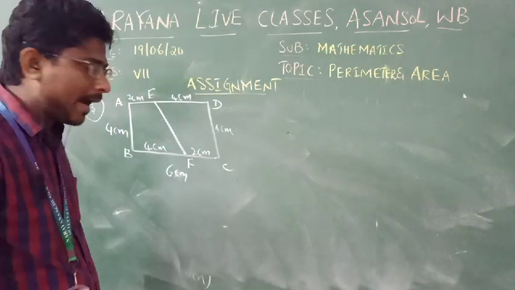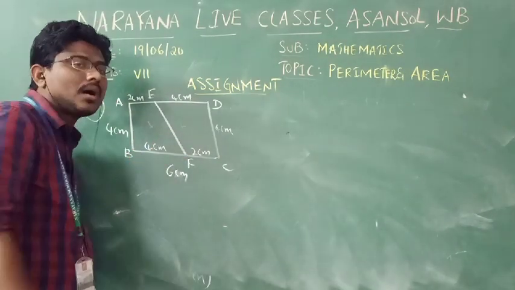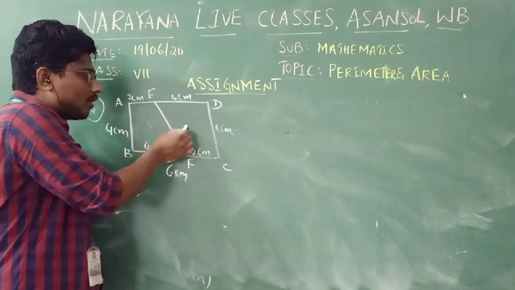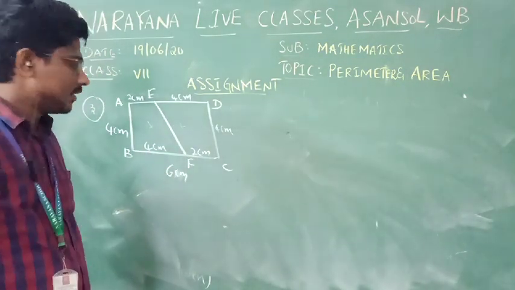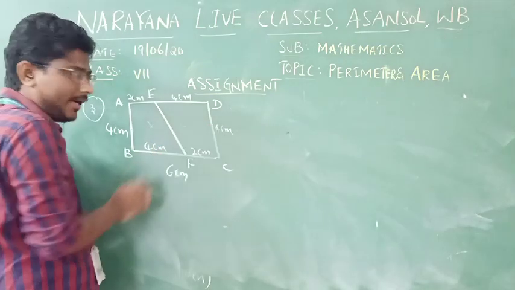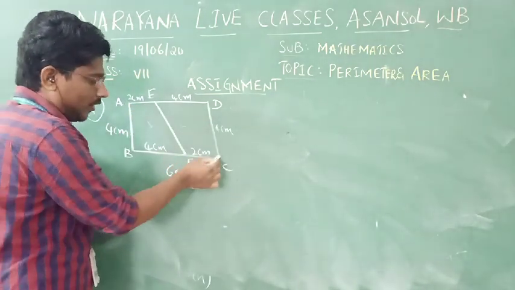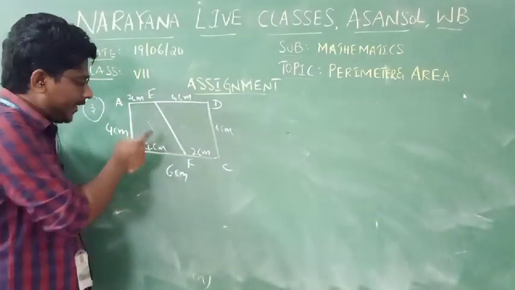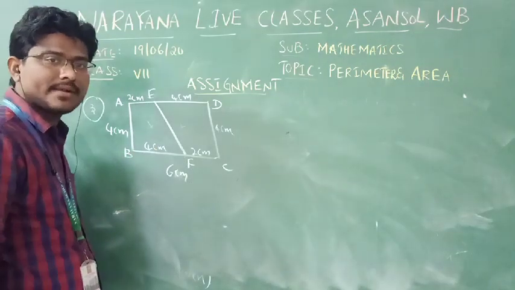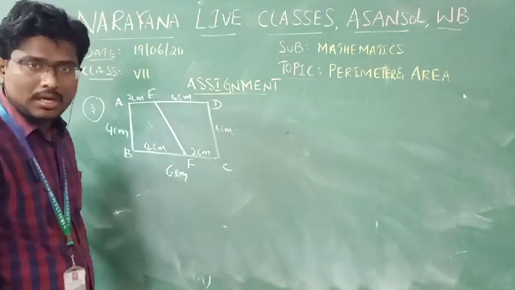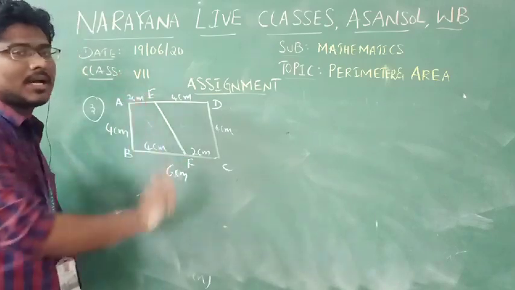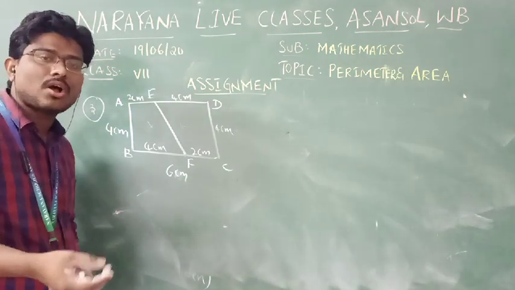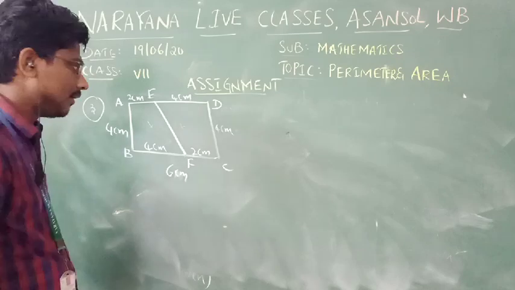Now we need to find whether these two quadrilaterals are equal in area. That means what we need to show? We need to show these two quadrilaterals are congruent. See here, AB is equal to CD, AE is equal to FC, BF is equal to ED, and EF is common. Each and every corresponding part of the quadrilaterals is equal. That means the two quadrilaterals are congruent figures. If the two quadrilaterals are congruent, their areas are equal.